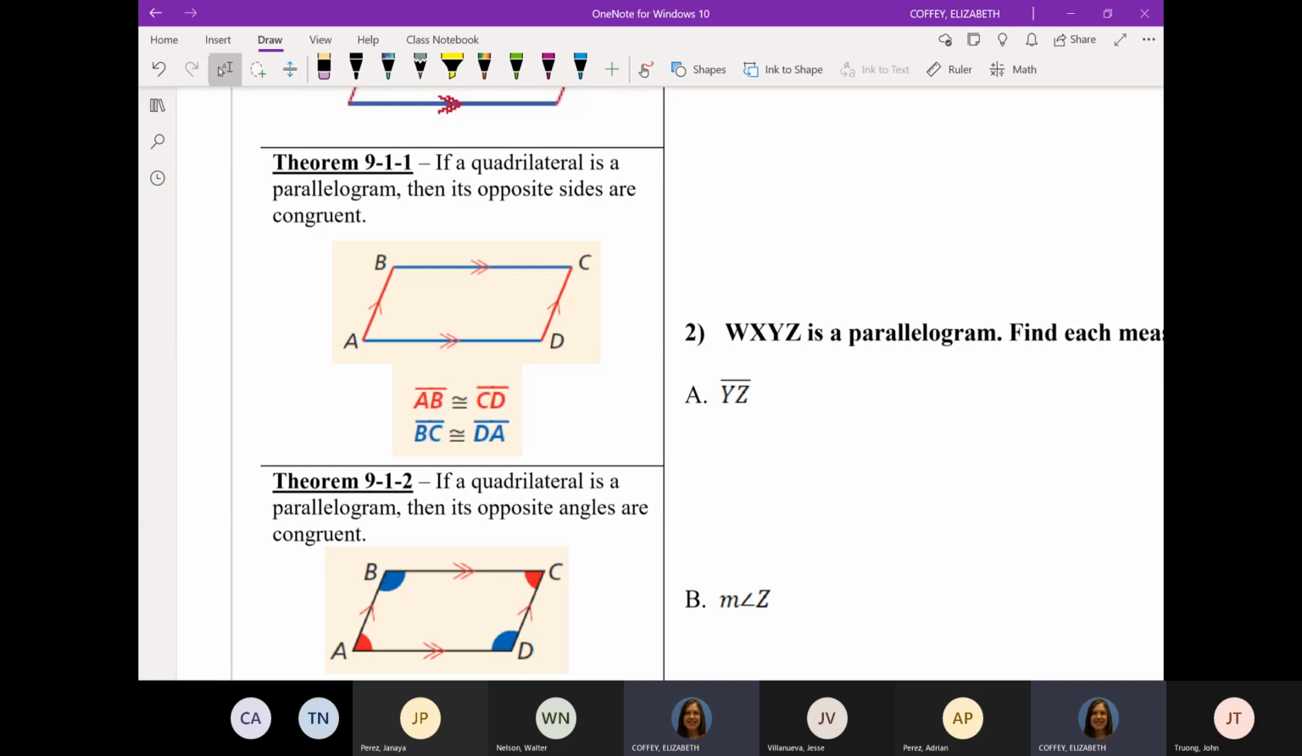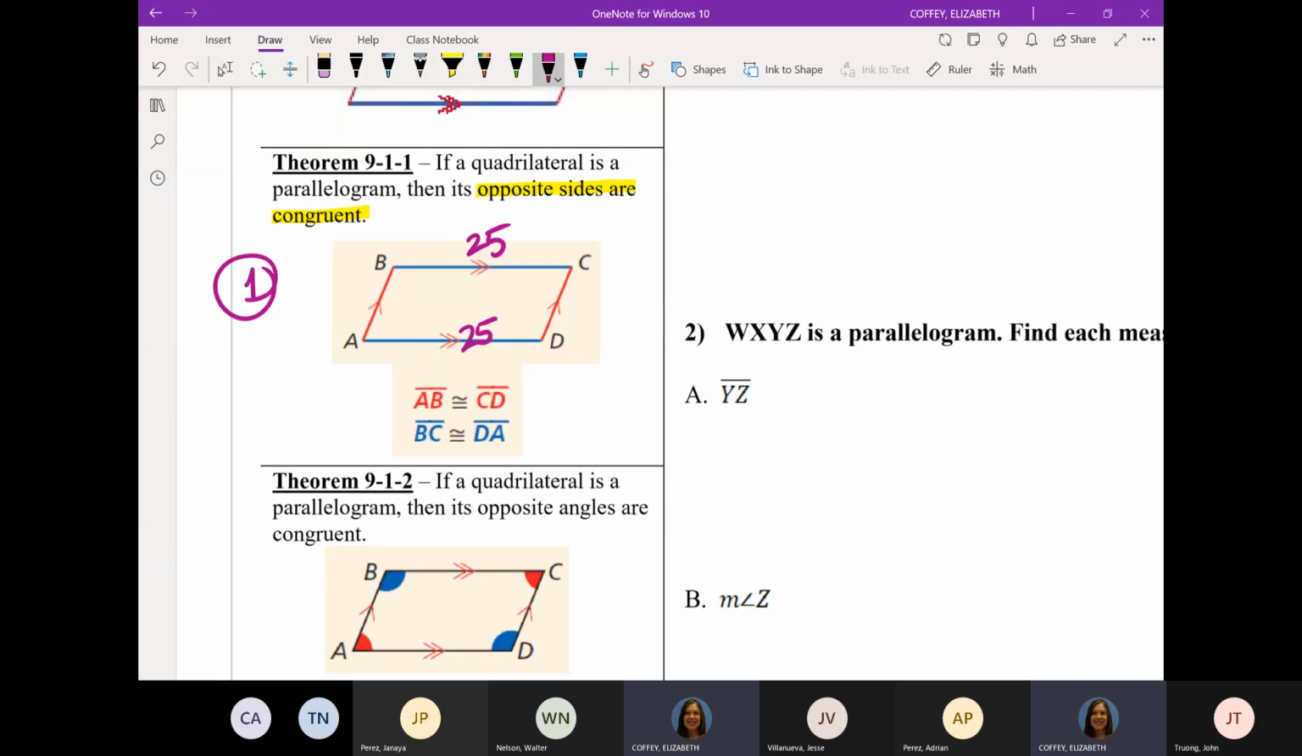In a parallelogram, the opposite sides are congruent. So either highlight or underline that right there. That is the first property we need to know about parallelograms. Opposite sides are congruent. So if BC is, let's say, 25, then I know that AD is how much? 25. Okay, very good.